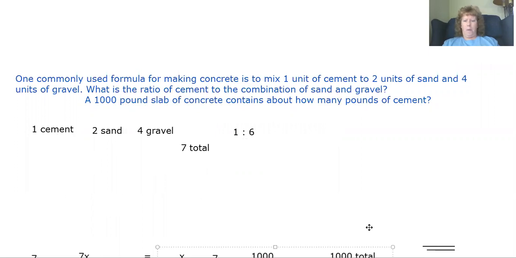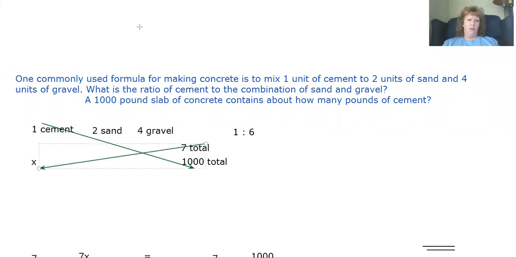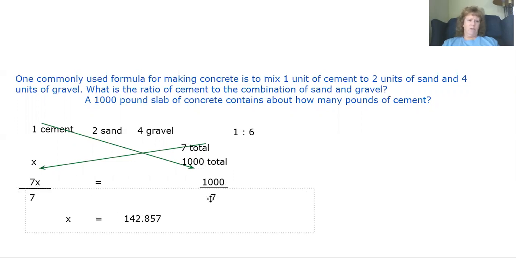So if we have 1 cement and 1,000 total, and we cross multiply here and here, then we'll have 7x equals 1,000. And then if we divide both sides by 7, x will be equal to 142.857.